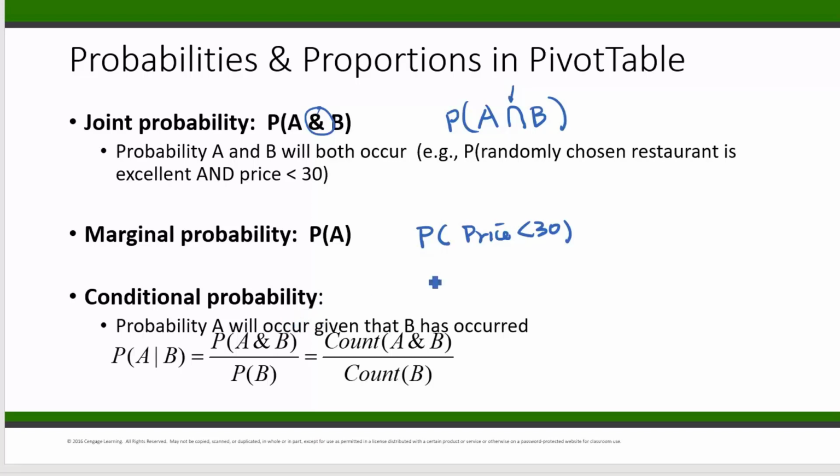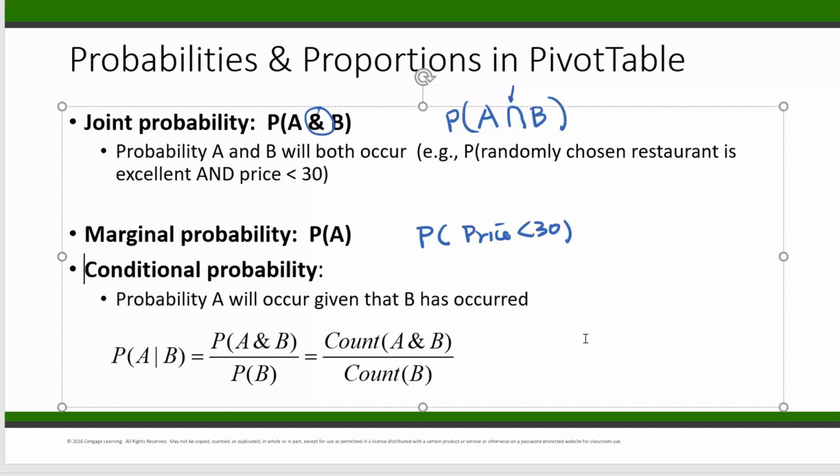And the conditional probability is that you're given some condition. So suppose that you know that something has happened already. Now, what is the chance this other thing is going to happen? The probability that A will occur given that B has occurred. Okay, so what do I mean by that? For instance, if I know that this restaurant is rated excellent, what is the probability that the price will be under $30? So given something has occurred, given I know this, what is the chance this other thing will occur?